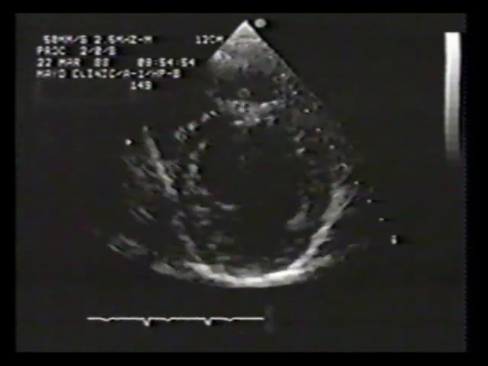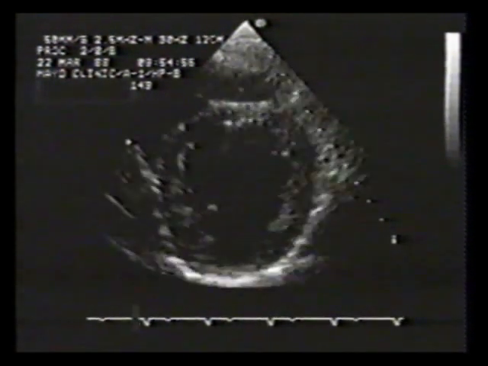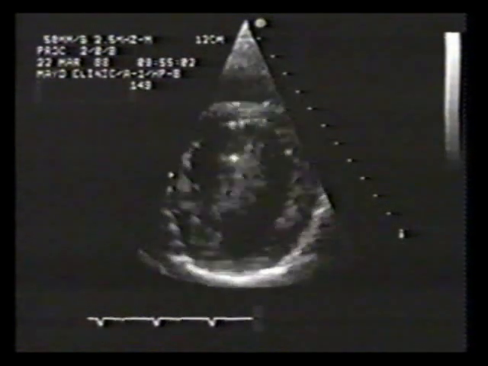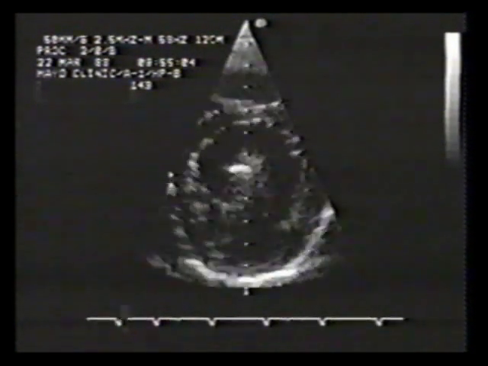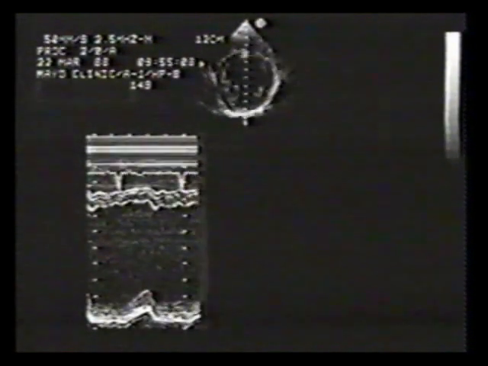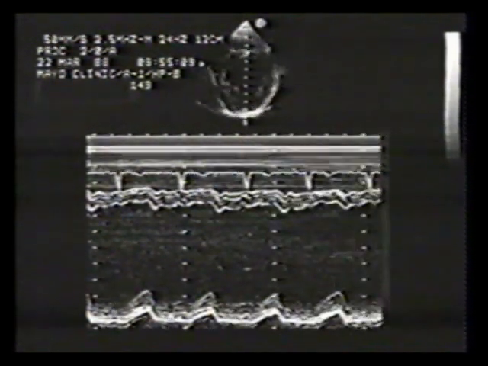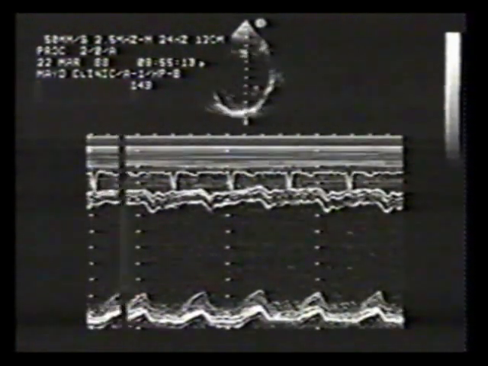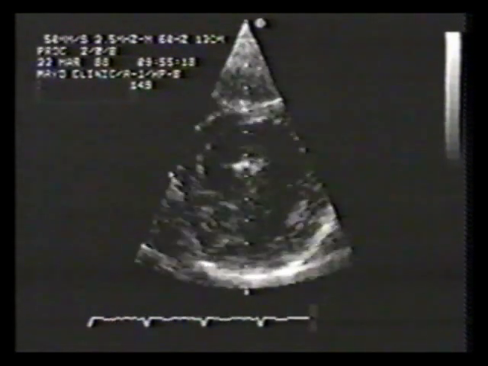When the scan field is widened, this mass of echoes disappears. And with the more narrow field of angle, the mass reappears. With the M-mode cursor, the mass also disappears. This is diagnostic of an artifact. Notice that the artifact reappears with the M-mode turned off.